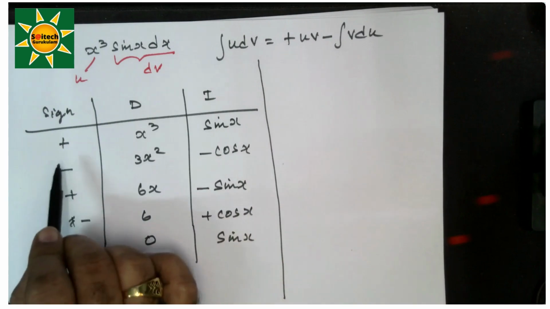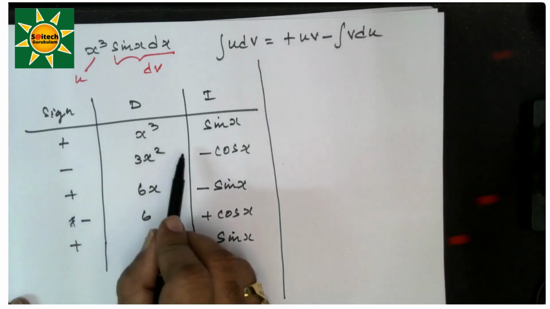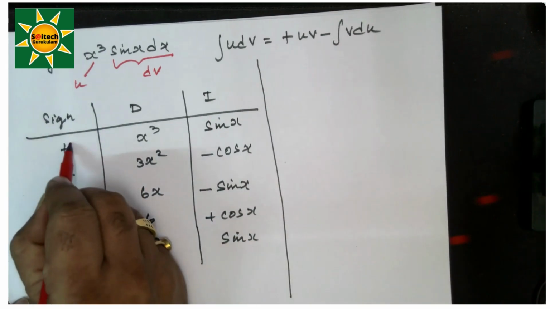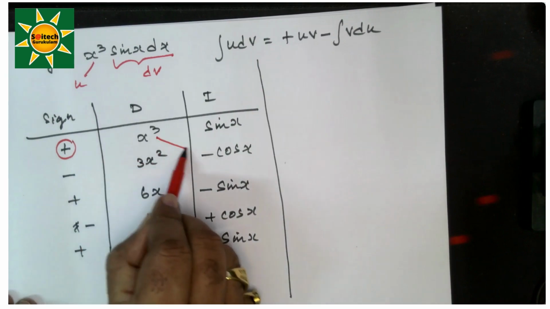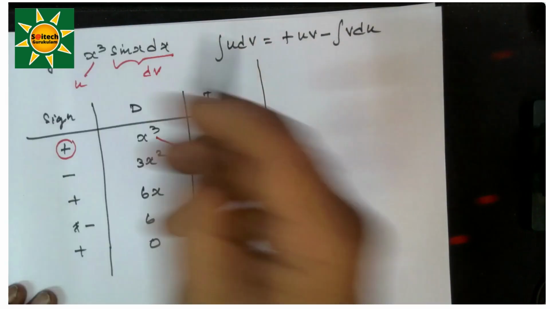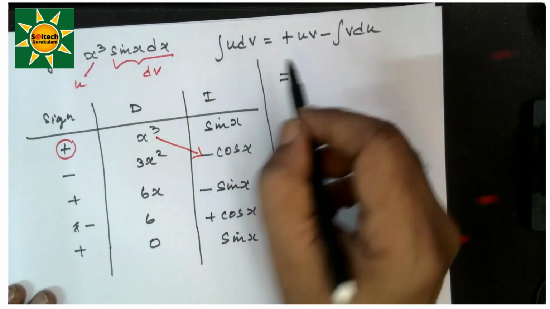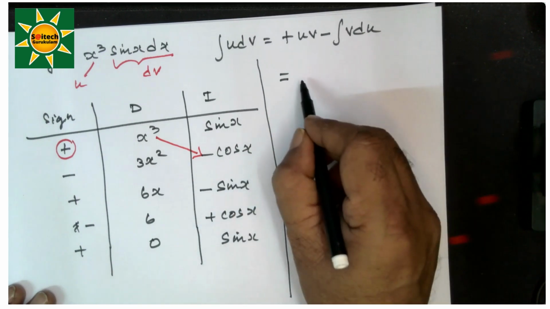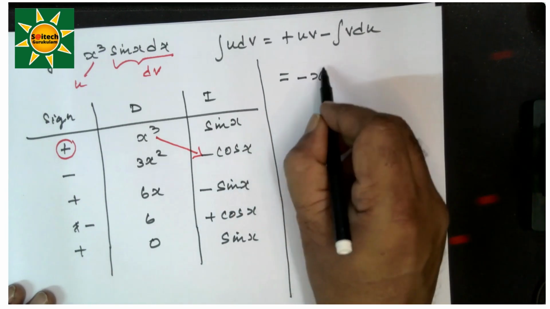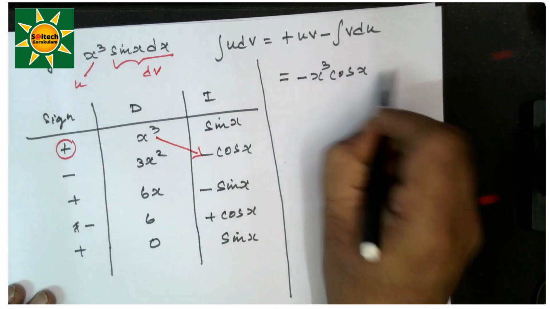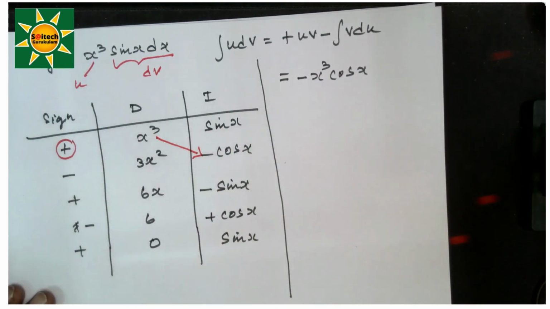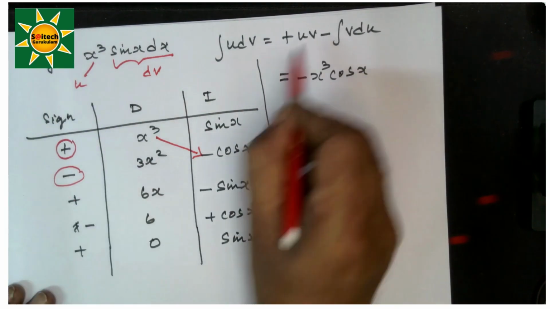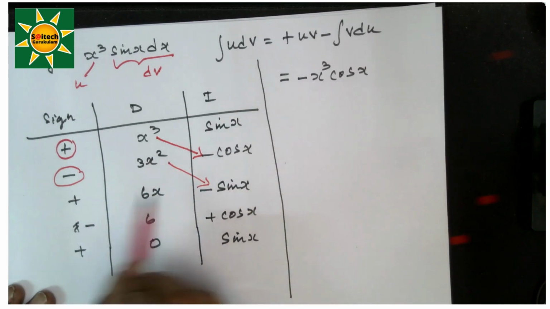Okay, so what we are supposed to do, we have to start like this, uv, is it not? So u and this is v, so we can put like this, take this plus and proceed with this. Okay, so you are able to get the value plus x cube into minus cos x, is it not? So minus x cube cos x, this is the first term, and we have to proceed with the second term, minus, because this is minus, so put a diagonal like this.